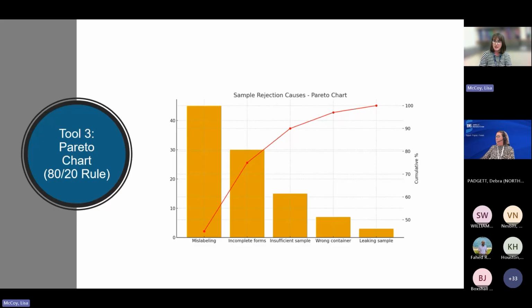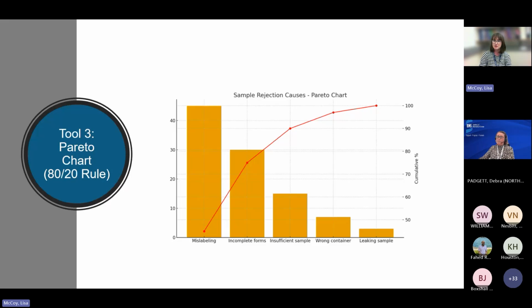And this ordering helps identify the vital few, and those are the factors that have the largest contribution to the effect and therefore warrant the most attention. As distinguished from the useful many, those are the factors that, while they're useful to know about, have a relatively smaller contribution to the effect.